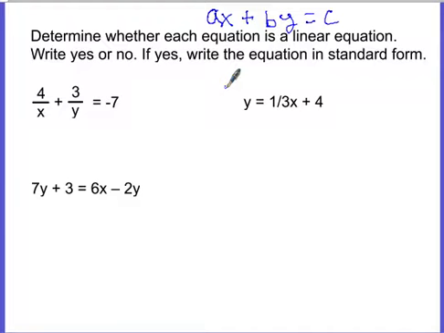Can I get my math journal real quick? That way I can write down notes. Yeah, you can do what you need to do to write down notes. Absolutely.